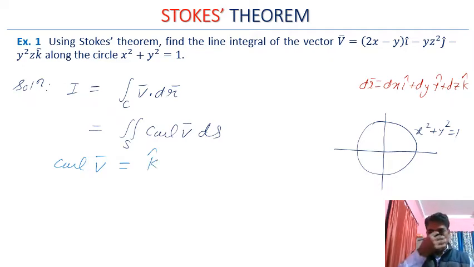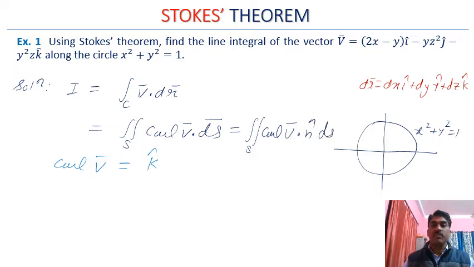This is our curl v, and what is this dS? It is actually the dS vector. This is the dS vector, curl v dot dS. So what is dS? You already know that this is written as curl v dot n dS. The dS vector means unit normal n times dS, where n is the unit normal to the surface and dS is a scalar. So what is n? We have discussed that n is the unit normal to the surface S.